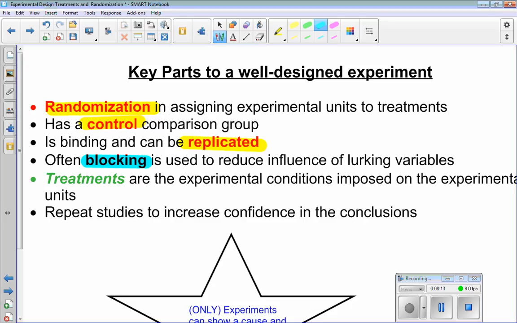And a control is somebody or a group of people that do not receive a treatment. Okay? So there's no treatment in a control group. So there's no real treatment. Sometimes we call it a placebo. Have you heard of that before? A sugar pill. Okay? And that is often used when you're looking at a scientific study with medical.